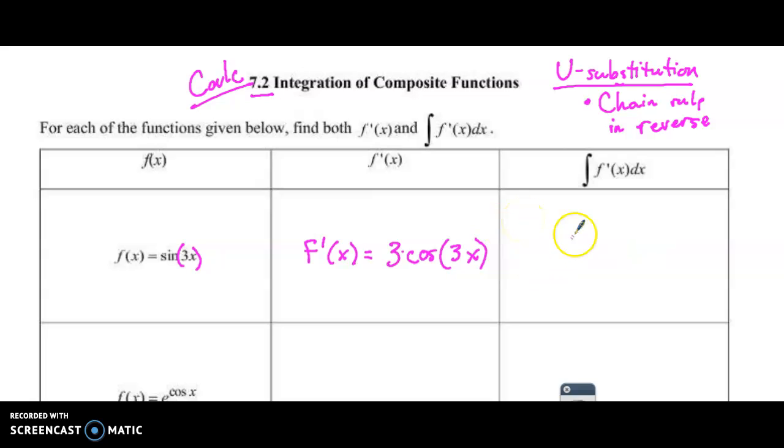So the main premise is, if I were to ask you to do the antiderivative of 3 cosine of 3x dx, it's pretty clear since we already found the derivative, and we know that the antiderivative of the derivative will cancel out, and the answer is just sine of 3x. And I guess I should also put a plus c in here since we've practiced that before.